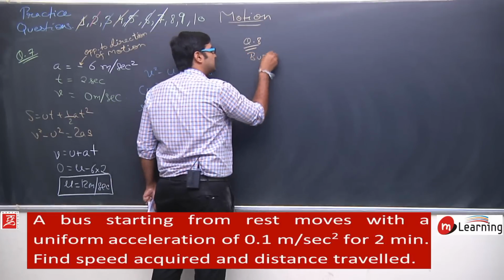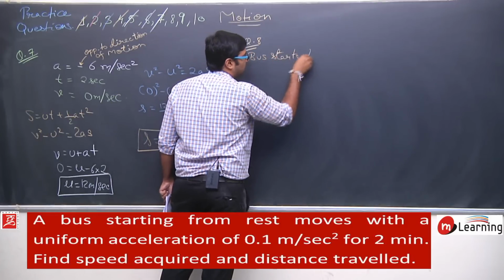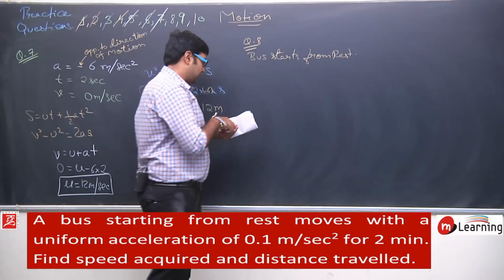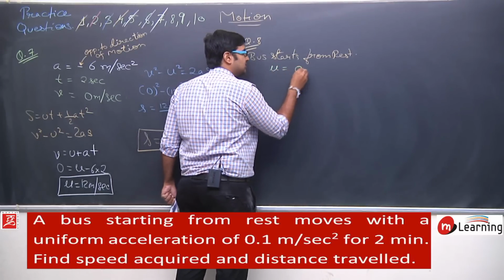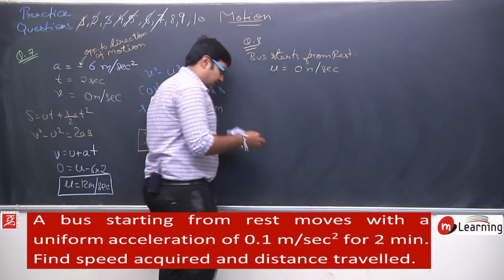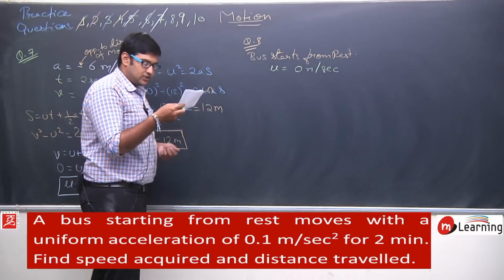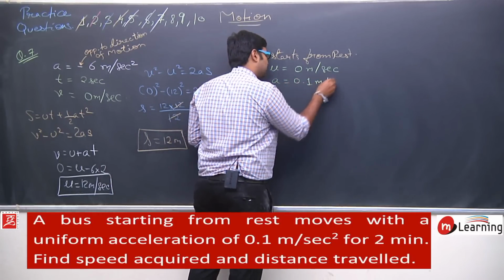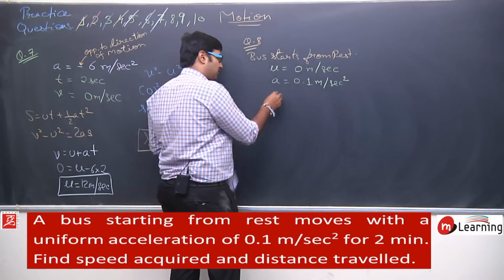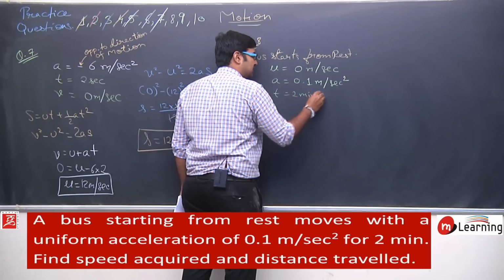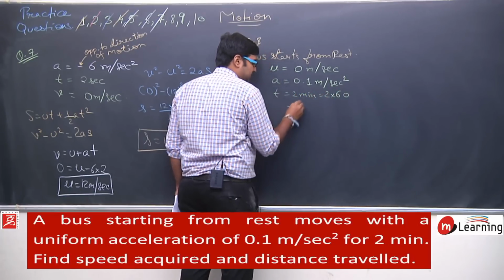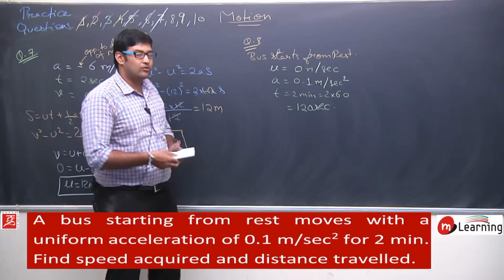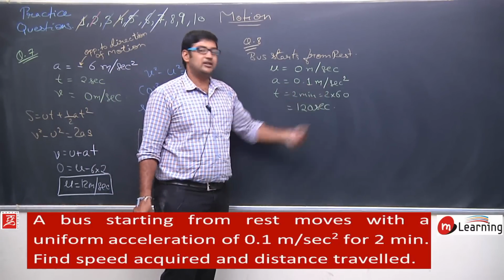the bus starts from rest. Okay, the bus starts from rest, so it means the initial velocity u is 0 meters per second. It travels with a uniform acceleration of 0.1 meters per second square, and it travels for 2 minutes. So 2 minutes means 2 into 60, that is 120 seconds. So the bus traveled for 120 seconds with an acceleration of 0.1 meters per second square.